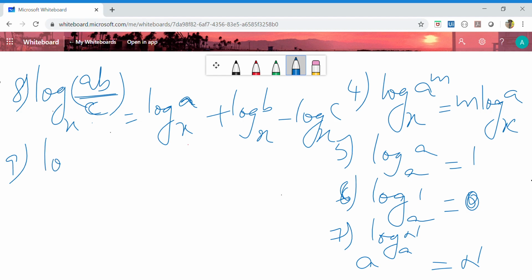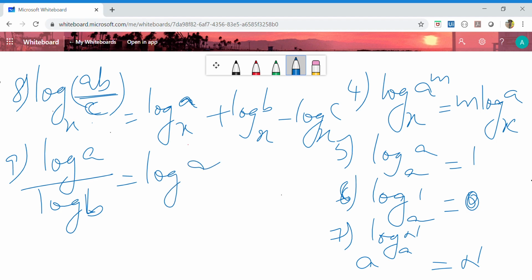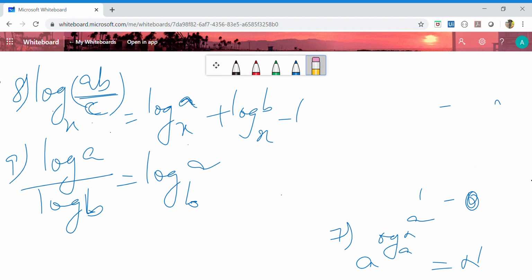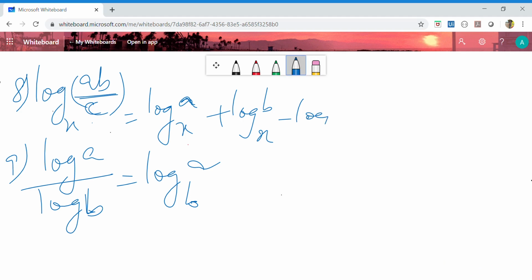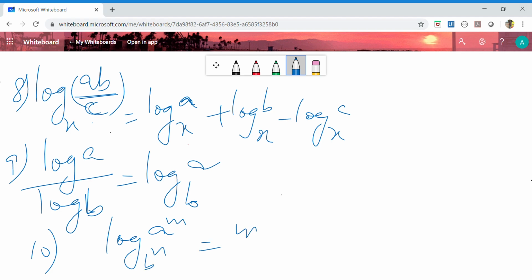Then log a by log b is equal to log a to the base b. And one more. Tenth one. Log a to the power of m to the base b to the power of n is equal to m by n log a to the base b. Clear?